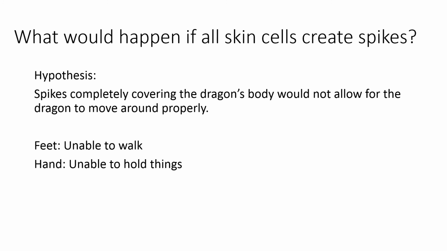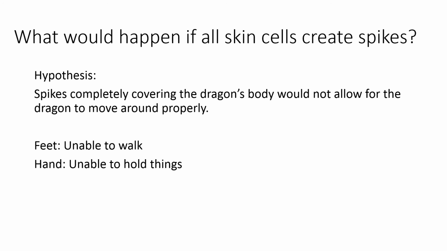What would happen if all of the skin cells on the dragon's body allowed for the development of spikes? This would probably not be the best situation for the dragon. If the dragon was completely covered in spikes, it would have trouble moving around. More specifically, spikes on the feet would make it difficult and painful to walk. Spikes on the hands would prevent the dragon from being able to hold things.